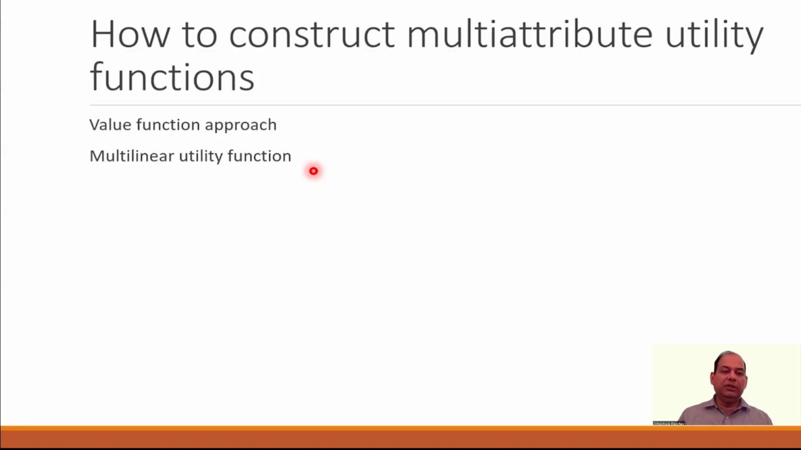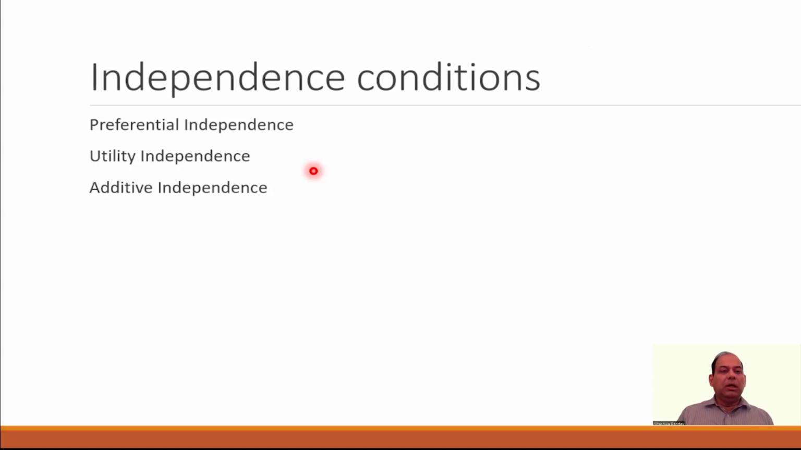later in the lectures. So the three conditions we will talk about are preferential, utility, and additive independence conditions. And those are the ones, at least the first two, that allow you to use certain types of utility functions that are easier to assess and use. And I think that that's where we can end, because I think we have covered the other topics separately.